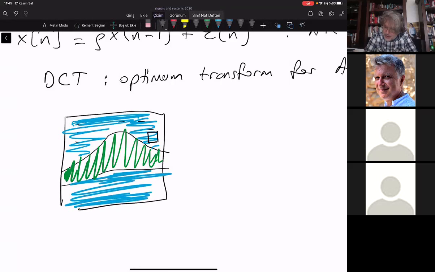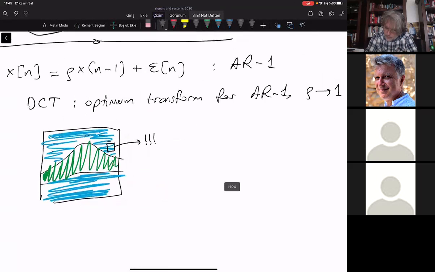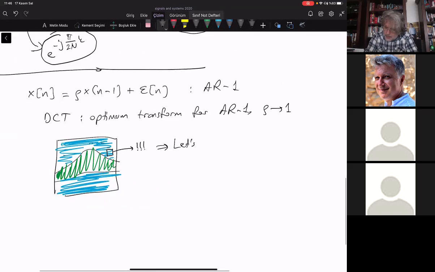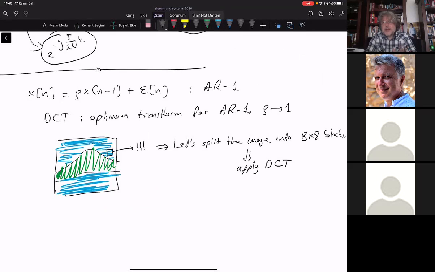So what they do is come up with a cool idea of splitting the image into smaller, let's say 8 by 8 blocks. Let's split the image into 8 by 8 blocks and apply DCT. DCT is the optimum, meaning that most of the energy will be pushed to fewer coefficients, and the other coefficients will have very small energy.